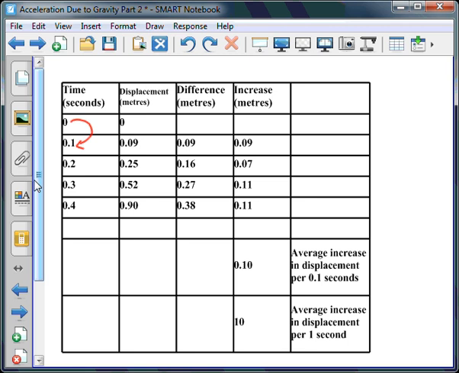And after 0.1 of a second, the ball had fallen 0.09 meters. After 0.2 of a second, the ball had traveled 0.25 meters. After 0.3 seconds, the ball had travelled 0.52 metres, and after 0.4 seconds, the ball had fallen 90 centimetres or 0.9 of a metre.